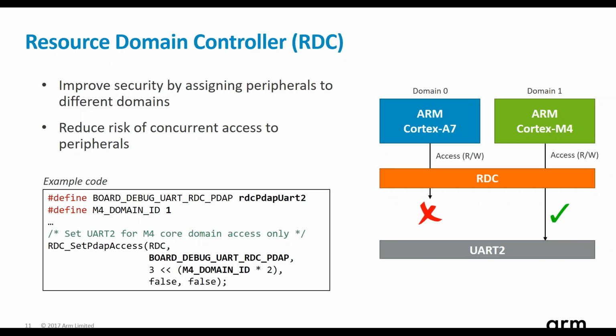So if we see, for example, in this case, we have an example of a UART2, which is allocated only to the M4. In this case, we can set up the RDC, the resource domain controller, to make sure that only the M4 is able to access and read and write to the peripherals we defined. If the Cortex-A7 is trying to read or write from that peripheral, the processor will block this access and an error will show up.